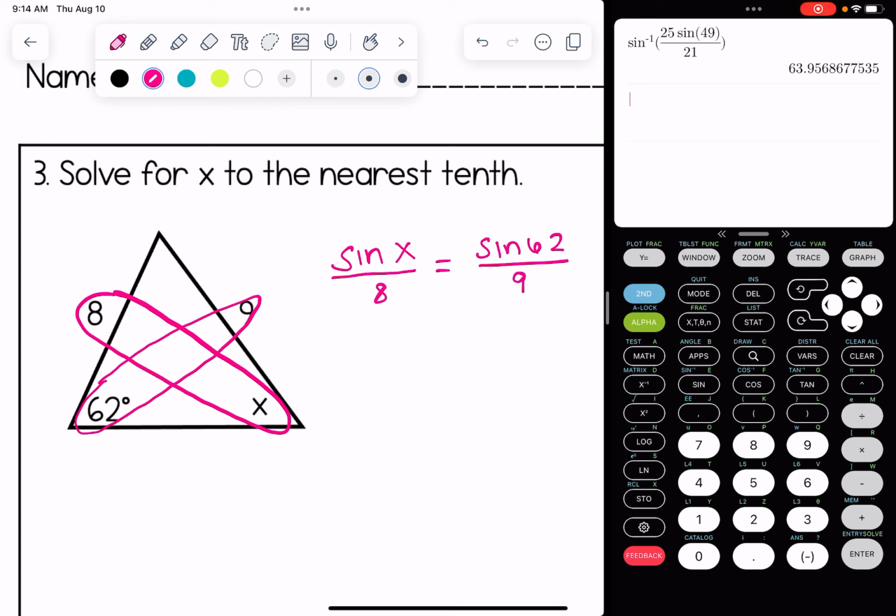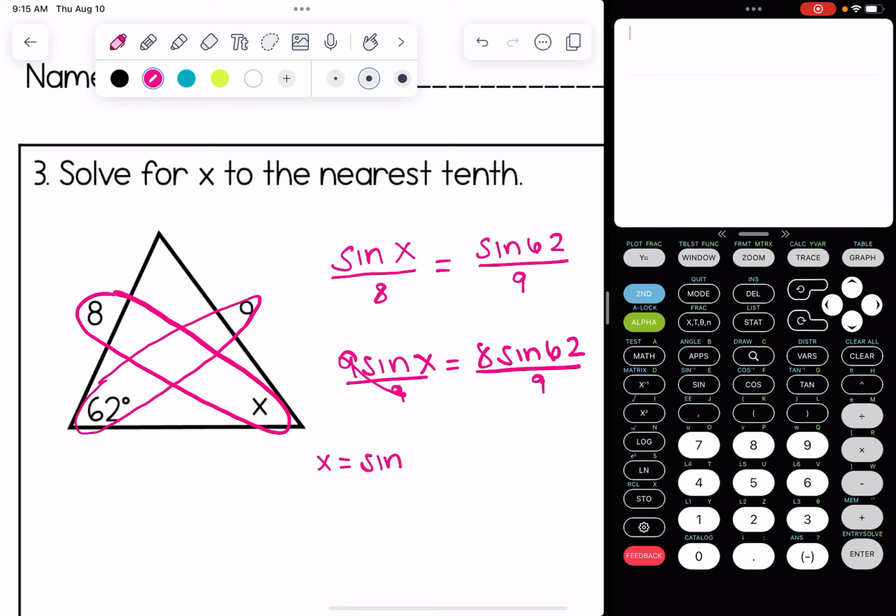All right, and then we can cross multiply. So we have 9 sine x is equal to 8 sine 62. Divide by 9. And we're going to have a similar situation from the last problem where we're going to have to use inverse sine since we're looking for an angle measure. So inverse sine, and then I'm going to type in 8 sine 62 divided by 9. And to the nearest tenth, we get that x is 51.7 degrees.